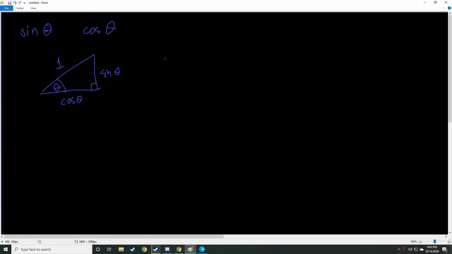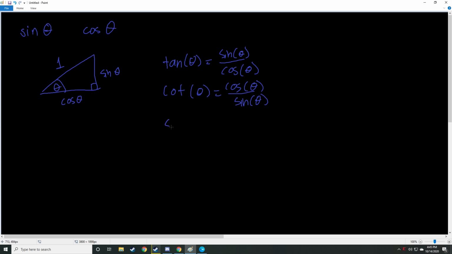In summary, we know that tangent of theta is equal to sine of theta over cosine of theta. We know that cotangent of theta is equal to cosine of theta over sine of theta, right? Just flip the fraction around. We know that secant of theta, well, the thing that sounds least like secant is cosine, right? So it's equal to 1 over cosine of theta. And we know that cosecant sounds like cosine, and the one that sounds least like it is sine. So it's 1 over sine of theta. That's how I remember it.